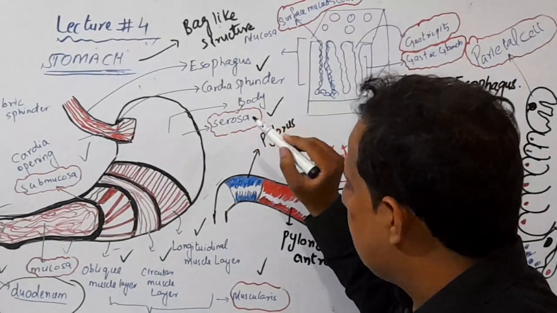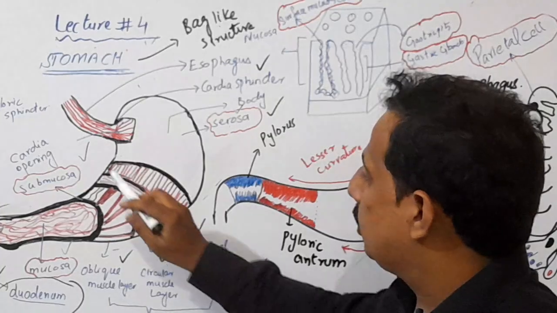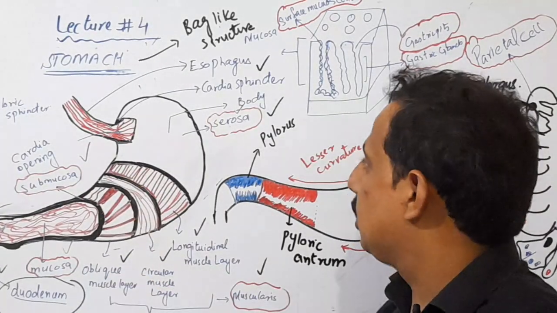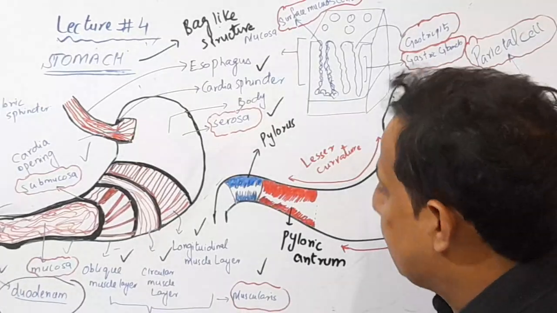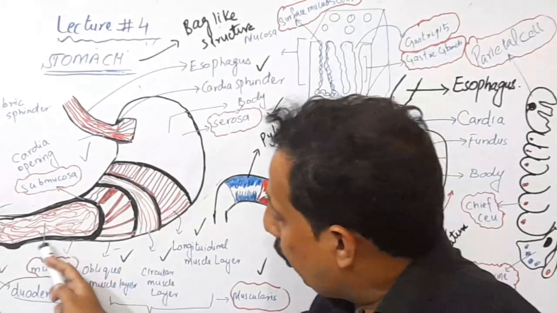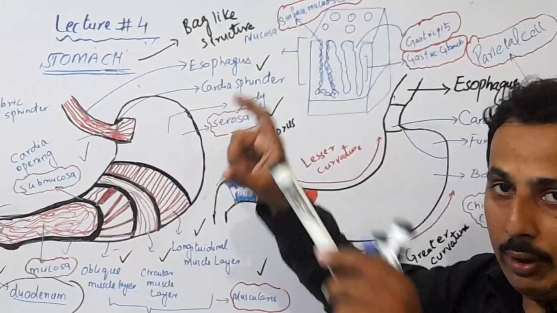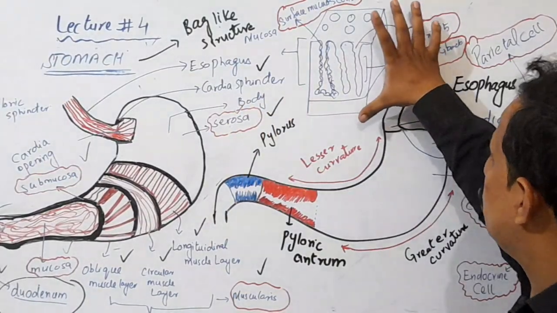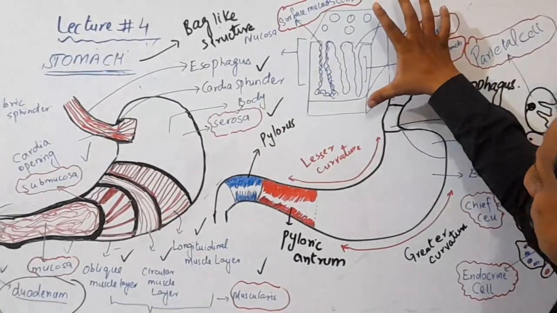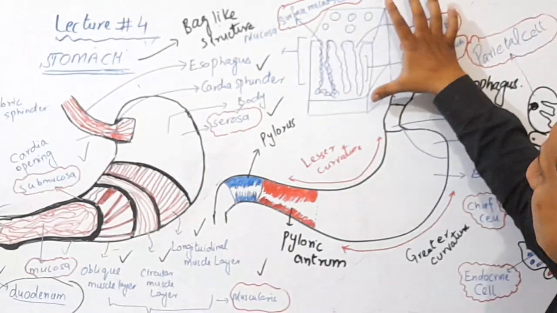So these are the general structure, general layers. Four layers are present: serosa, muscularis, submucosa, and mucosal layer. After that, we discuss the inner layer, the mucosal layer. If we elaborate in a larger zoom form, this is the structure of the mucus layer.